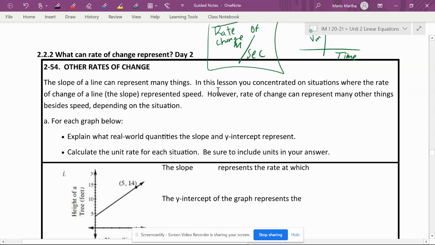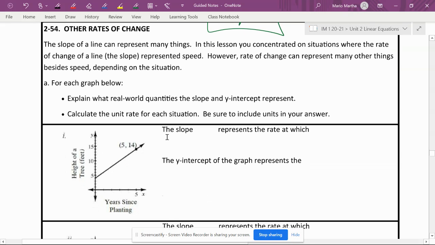So we're going to be talking about, it says, however, rate of change can represent many other things besides speed, depending on the situation, right? So again, we're relating this back to the four things that we have in mathematics, right? When we try to describe something, we have a situation, which we just saw. We also have a graph, right? We did that when we were trying to figure out how fast the kids were traveling, and when they crossed the goal line. Also an equation. And again, we also have a table, right? And again, all of these relate to each other as well.